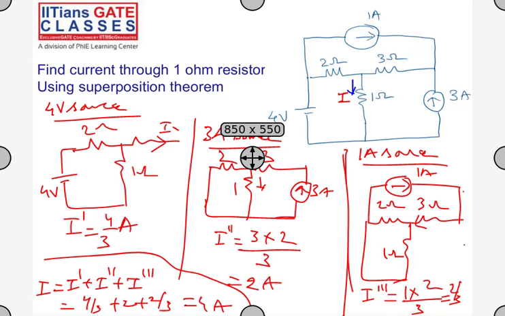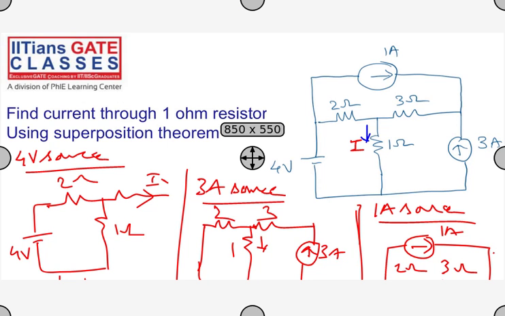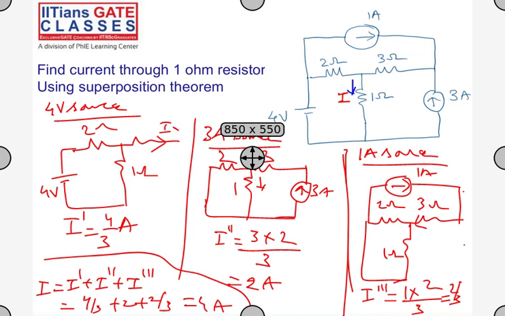If there are more than one independent sources, at that time we need to consider just one source at a time, and all other sources will be removed, right? Yes. So you have three sources here: 4-volt source, 1 amp source, and 3 amp source. I consider the 4-volt source first, and I remove these two sources. Then I consider this 3 amp source and I remove these two. Then I consider the 1 amp source and remove these two. This is how you do it using the superposition theorem.